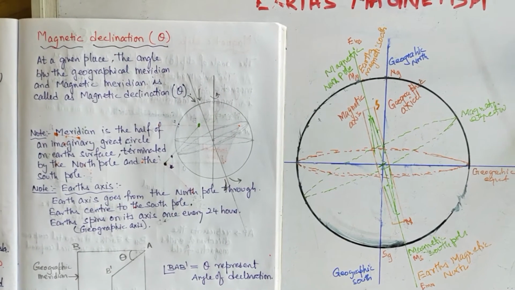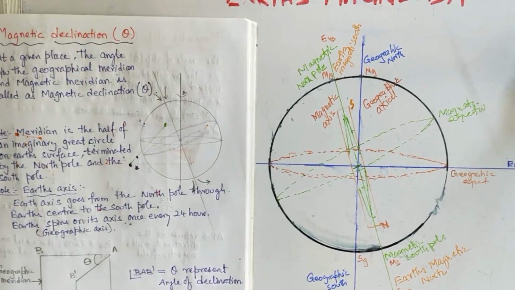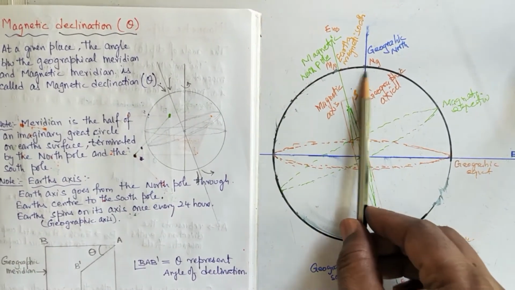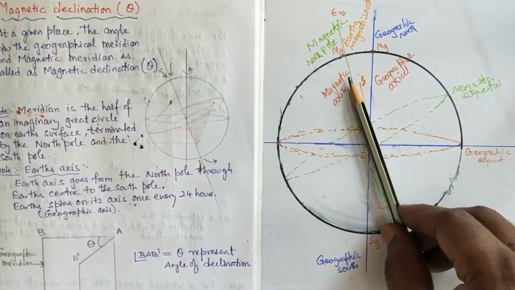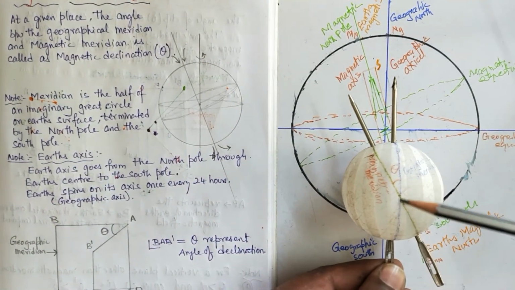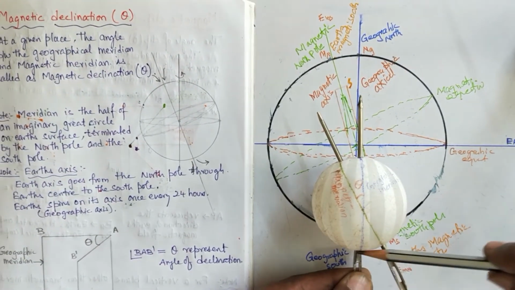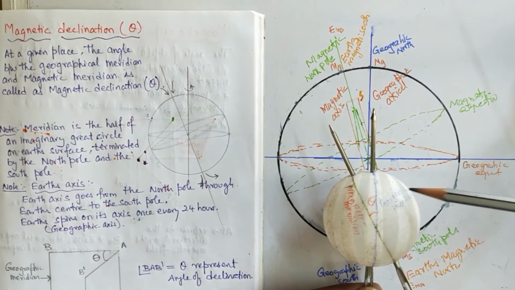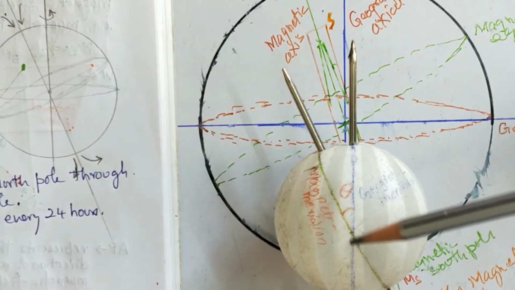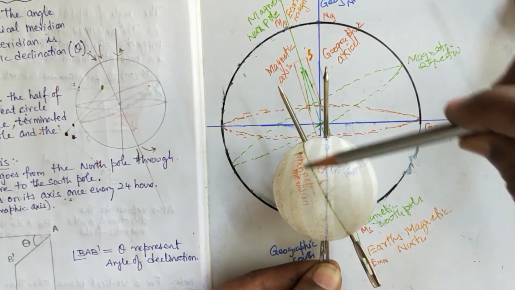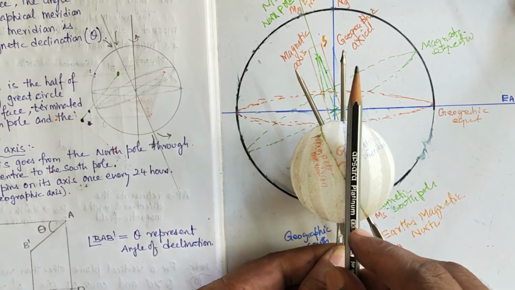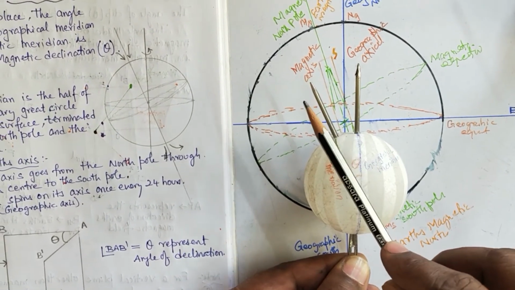Now let us study what magnetic declination is. We have studied that this is the geographical axis and this is the magnetic axis. Now I have drawn here a line on the circumference of this earth. What do I call this line? Geographic meridian, and this line that is joining the poles of the earth on the surface of the earth is the magnetic meridian. So this is a geographic plane, and this is a magnetic plane.